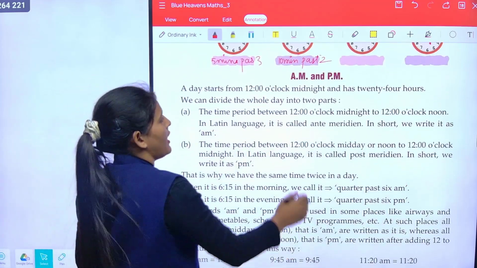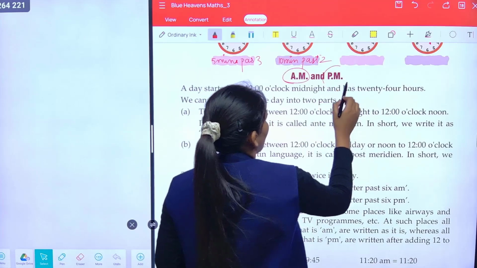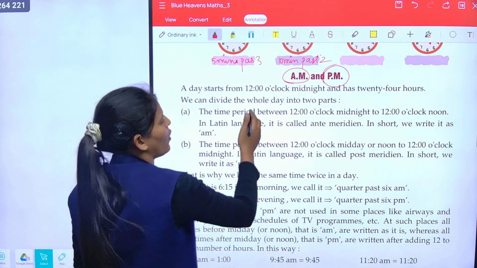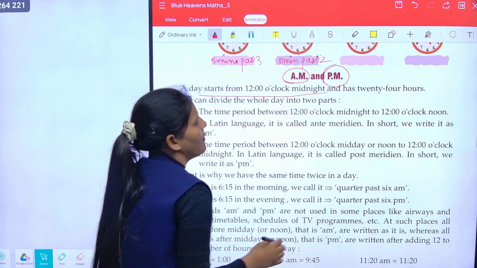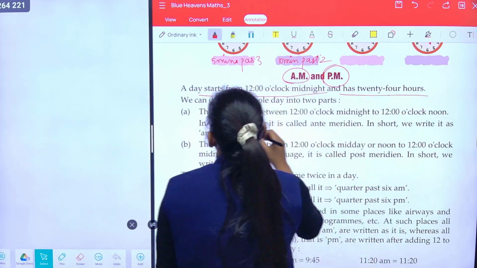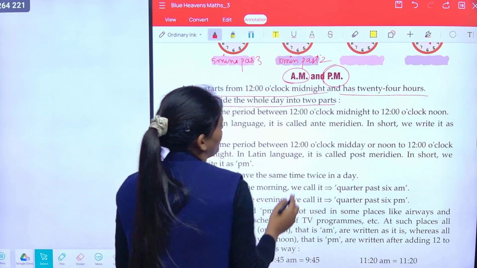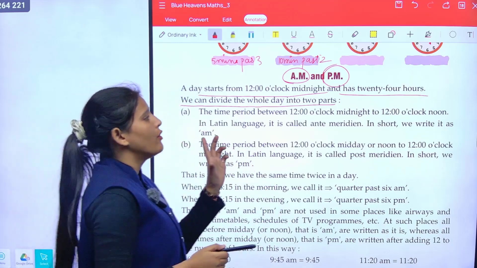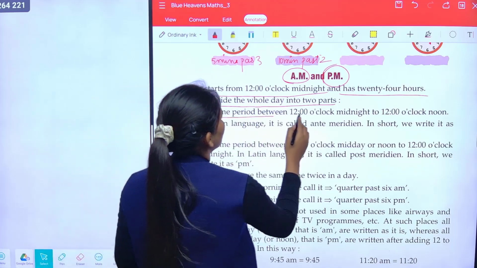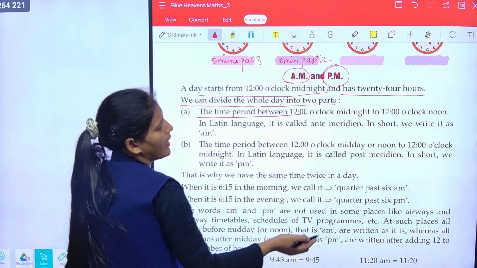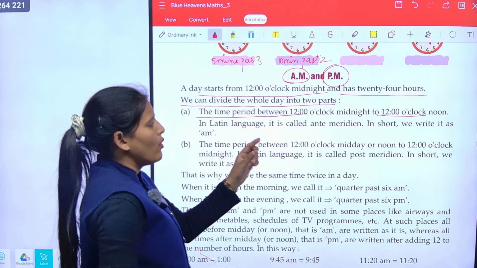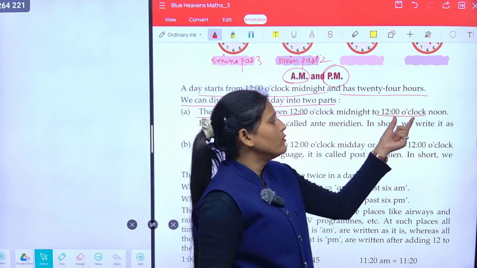Now students, AM and PM. A day starts from 12 o'clock midnight and has 24 hours. We can divide the whole day into 2 parts. We have divided our 24 hours into 2 parts, like the time period between 12 o'clock midnight to 12 o'clock noon.